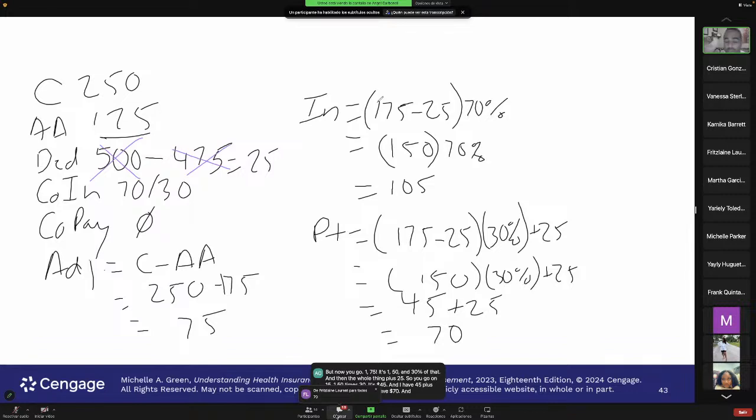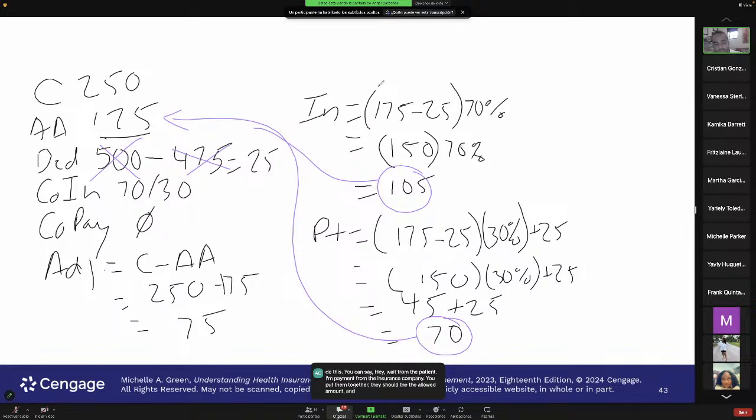And again, if you want to make sure that you did it correctly, you could do this. You could say payment from the patient and payment from the insurance company. If you put them together, they should be the allowed amount. And 105 plus 70 is 175. We were correct.